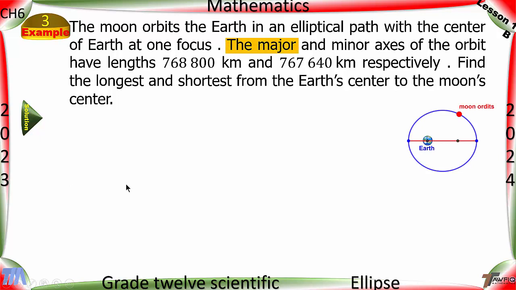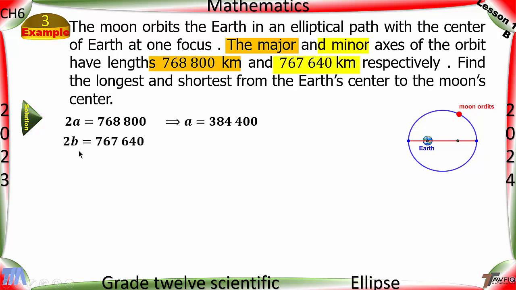If we look at a graph of the function, the major axis is the bigger number, which is 768,800. So 2a is equal to 768,800. Dividing by 2, a is equal to 384,400. And the minor axis is the smaller number. So 2b is equal to 767,614. So b is equal to 383,820.